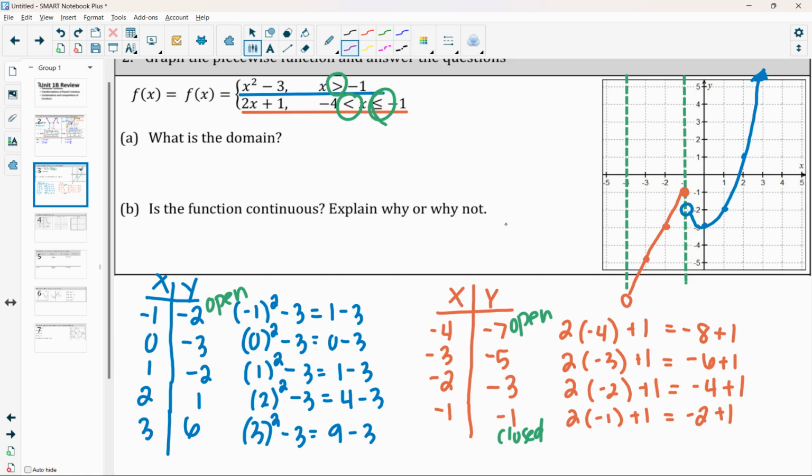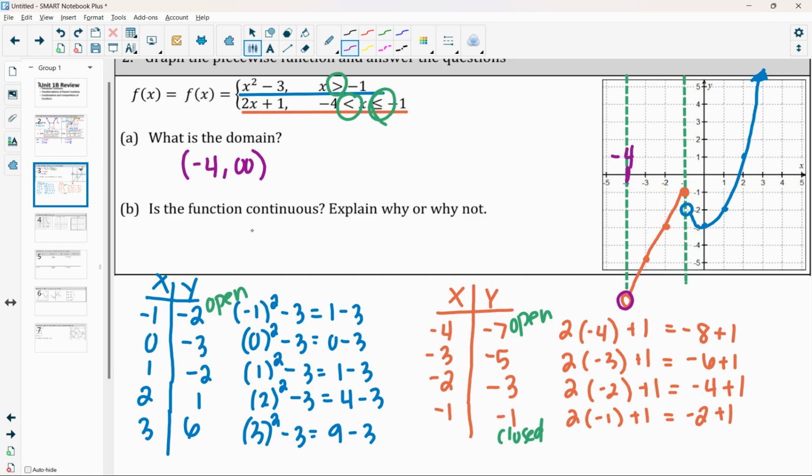So then for the domain, our domain is just from -4 and higher, because this is where it starts at. And -4 is not included in our domain since we had an open circle there. So we just have -4 to infinity, not including -4.